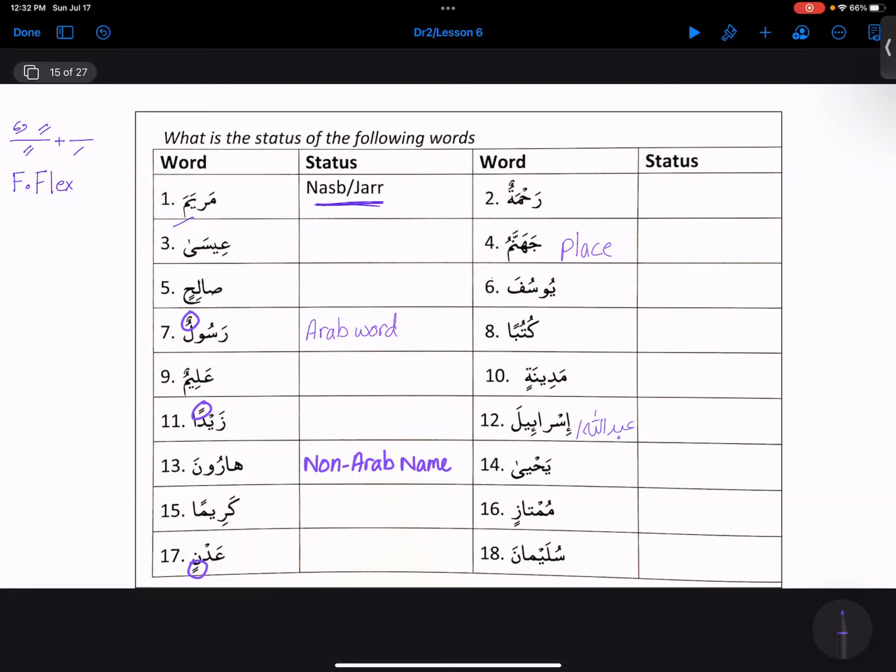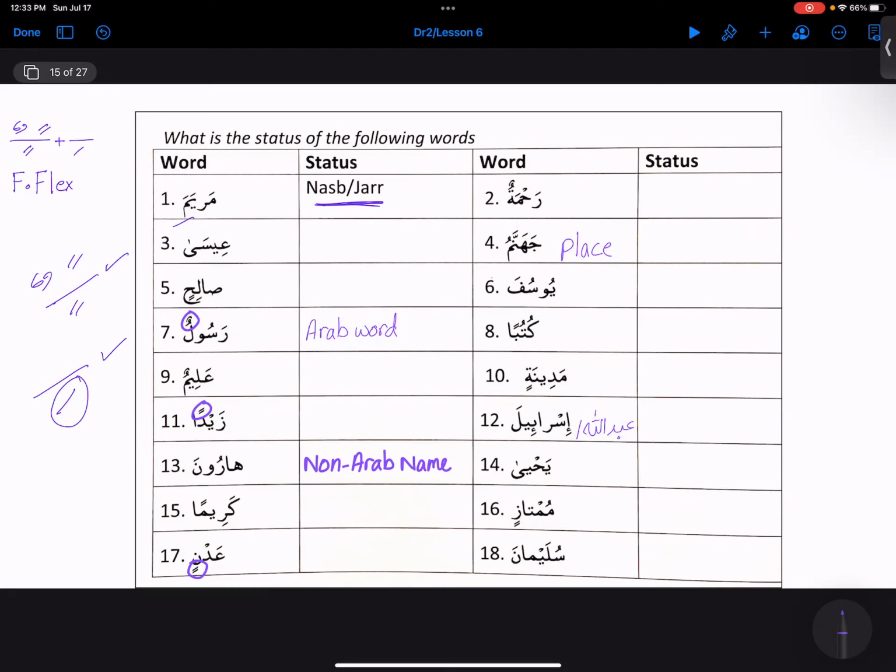One more trick I'm going to give you. If you see a tanween on any ism, what are you going to think about that word? Flexible. Fully flexible. If you see a kasra on any ism, what are you going to think? Fully flexible. These two rules you need to remember. If you see a kasra or a tanween, with your eyes closed you're going to say this is a fully flexible word.